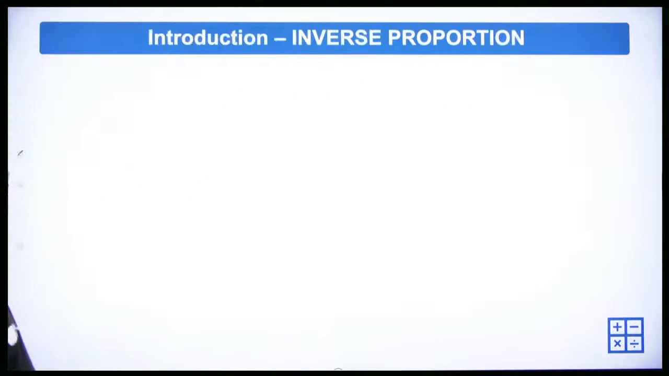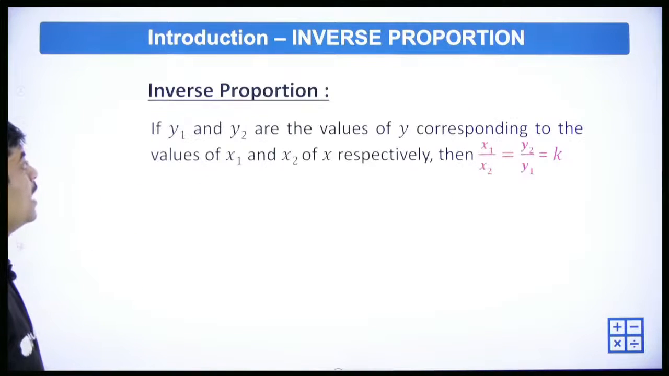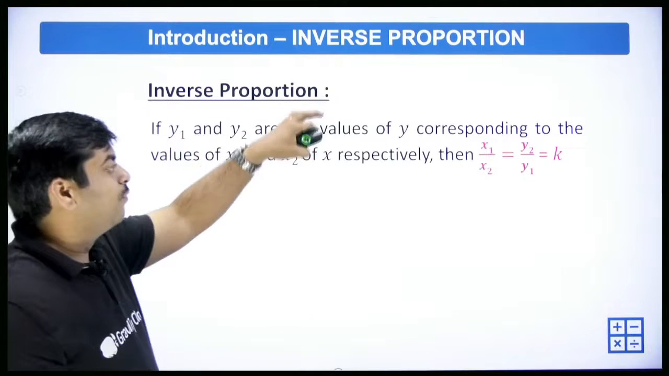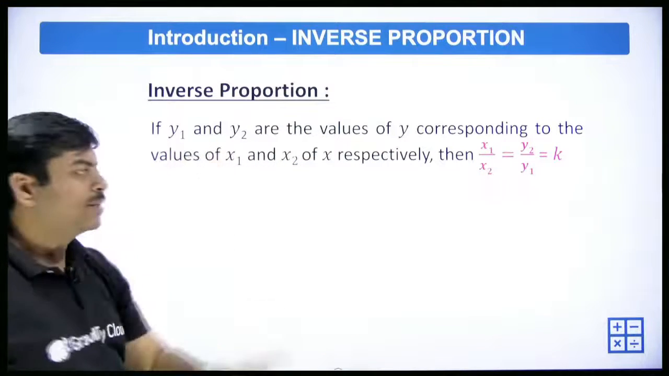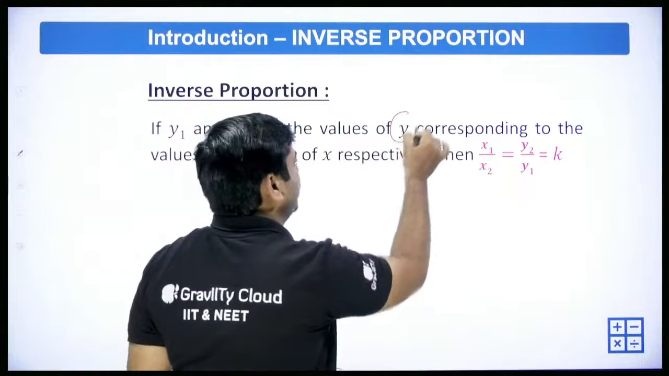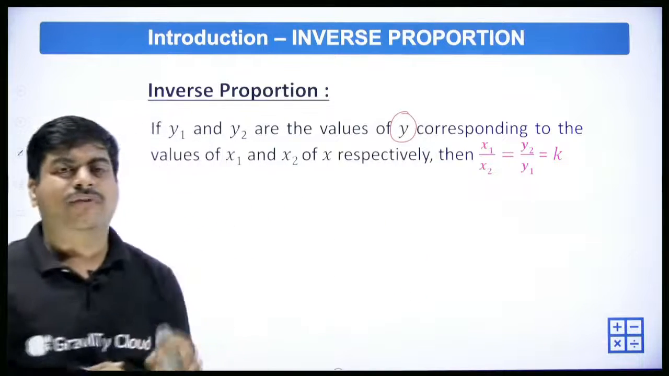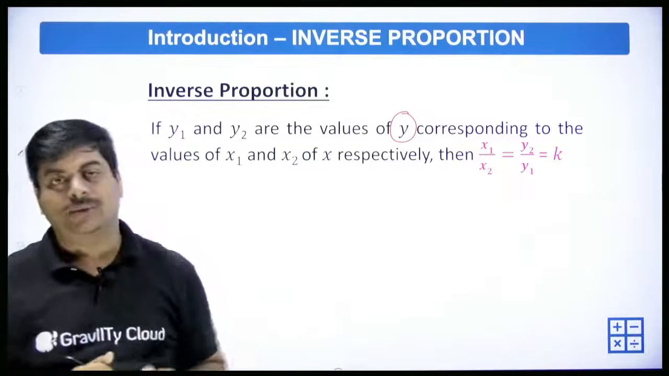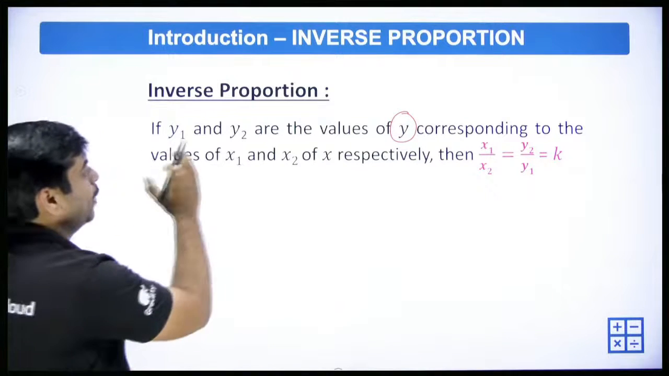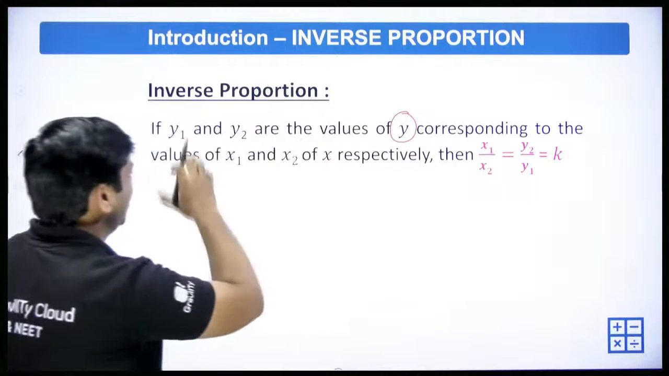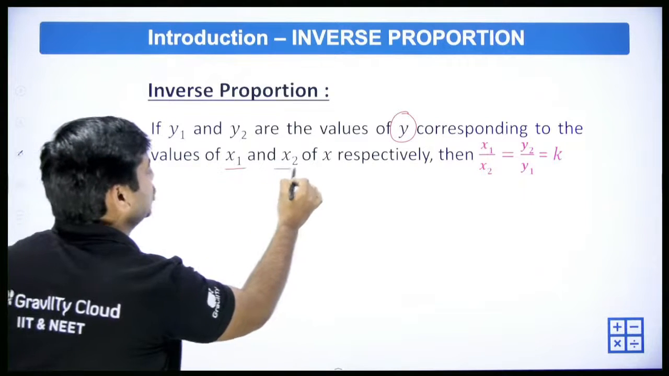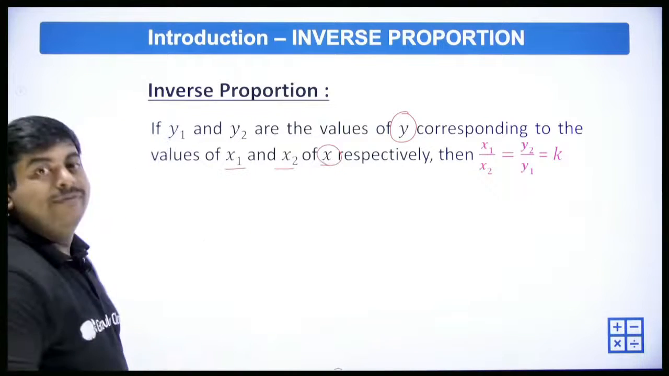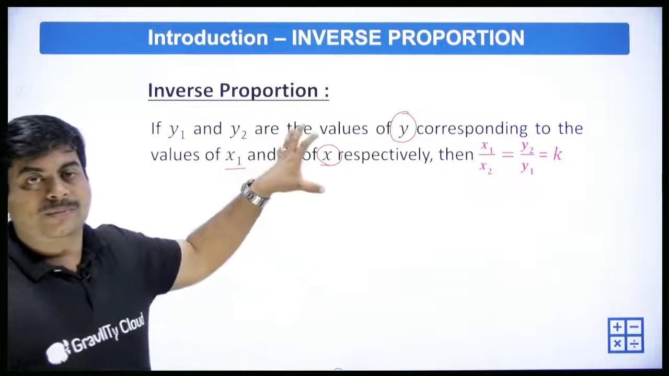Okay, so let's try to discuss more about inverse proportion. If y1 and y2 are the values of y, so there is a quantity y which is varying, and at two different times it has y1 and y2 as the values, corresponding to the values x1 and x2 of x. Even x is changing, x1 and x2.